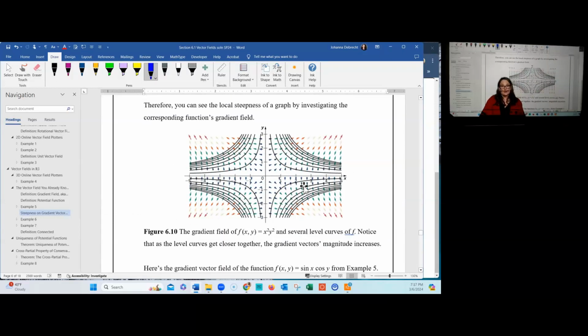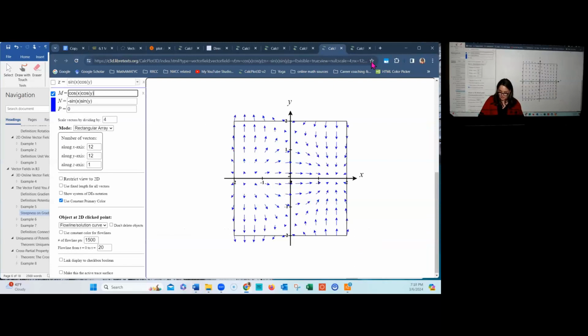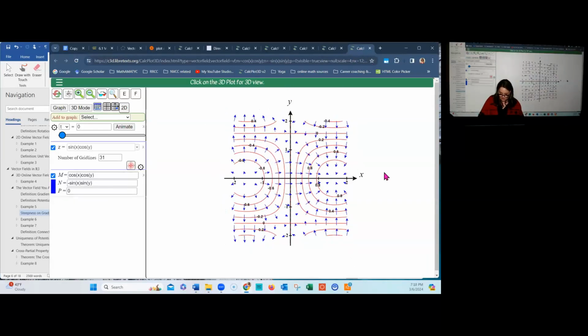Plotting several level curves can help you to see this. And remember that as the level curves get closer together, the gradient vector's magnitude increases. Let's take a look at what it looks like on the one that we just plotted. On this particular one, if I plot out the contour lines, you can see that as the contour lines get closer together, the gradient vectors get longer, right?